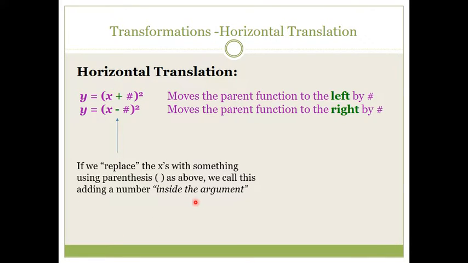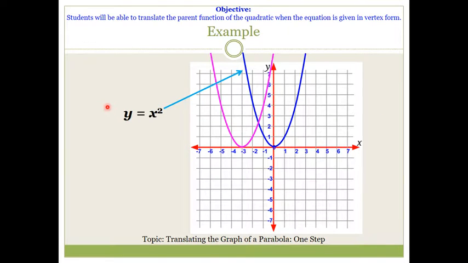And when we replace the x's, notice where these parentheses are is where we would have just had x in the parent function. When we replace that x with something in parentheses, like I've done in this case, we call that adding a number inside the argument. Okay. So let's practice doing that for a second.